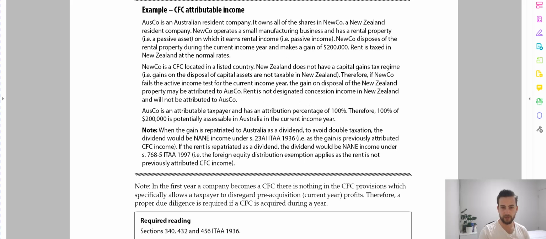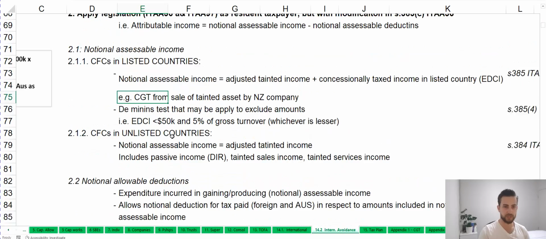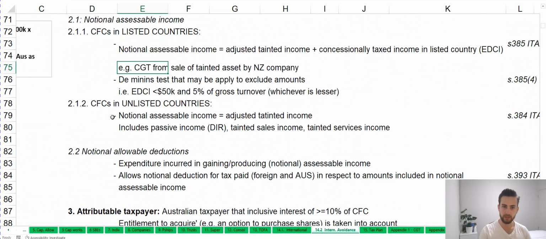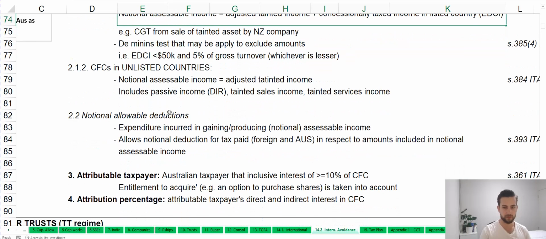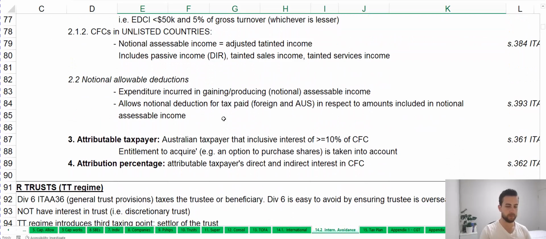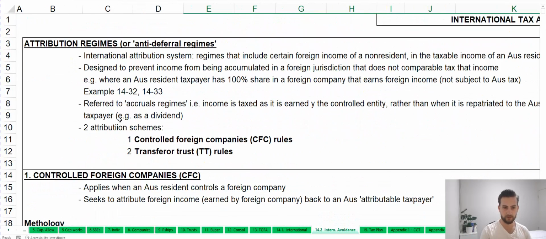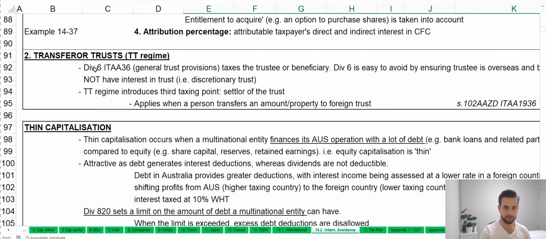Okay, so basically what's going to happen is, because it's a listed company, we've established that the CFC regime applies. So we're going to add in the concessionally taxed income of the capital gain in New Zealand into the Australian's tax return because it's deemed to be Australian income. So that's basically all you need to know for controlled foreign companies. So let's move on to the next one, which is transfer of trusts.